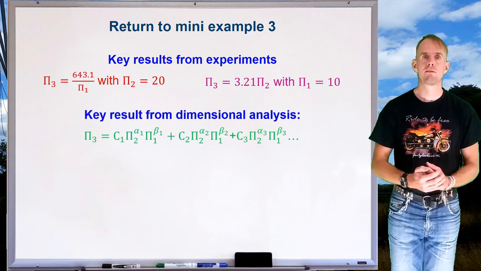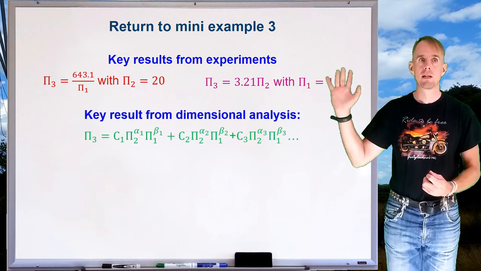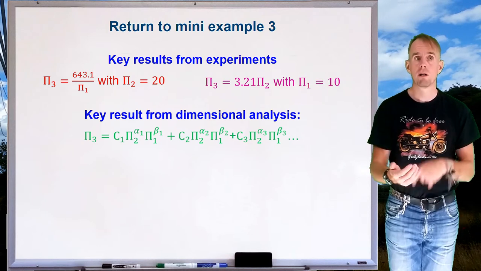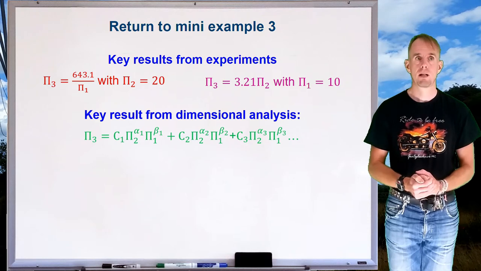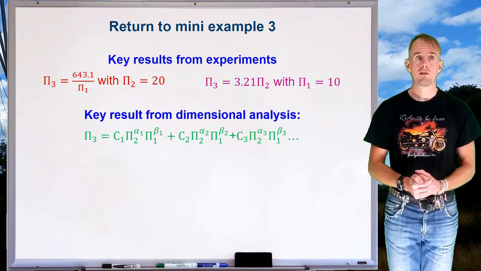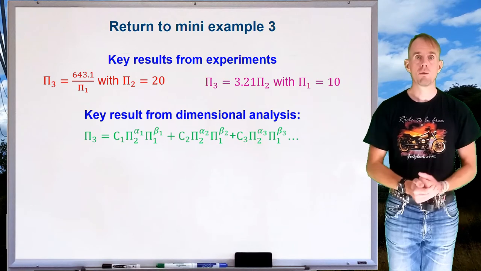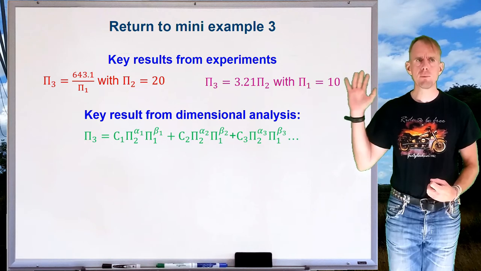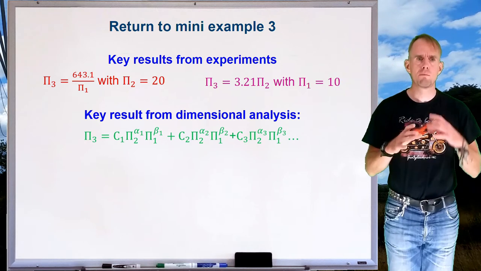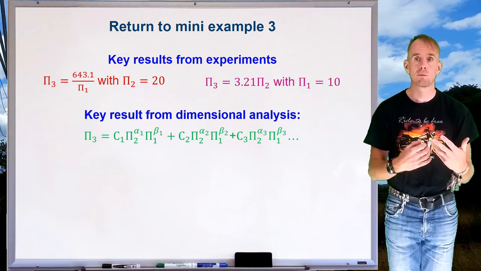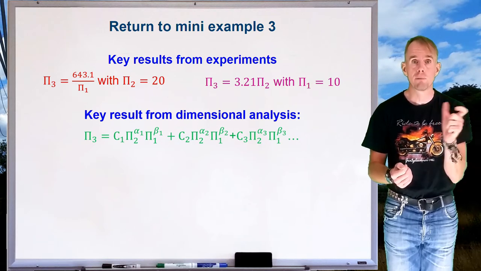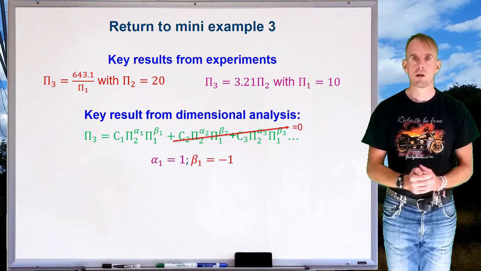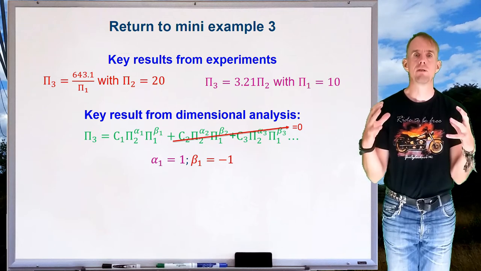Let's remind ourselves of the key result from dimensional analysis, and we had pi 3 with this summation of terms, each term including pi 2, pi 1, and a numerical constant, c. Now, what we want to do is to figure out the value or values of C, and the value or values of alpha and beta. Now, hopefully we can see, because we've been able to perfectly describe each of our single experiments with just a simple relationship between either pi 3 and pi 2 or pi 3 and pi 1, we don't actually need any higher order terms. We're looking at a single regime of behaviour.